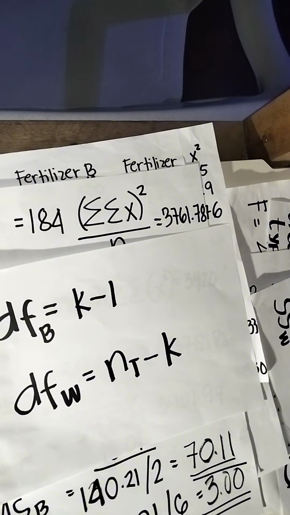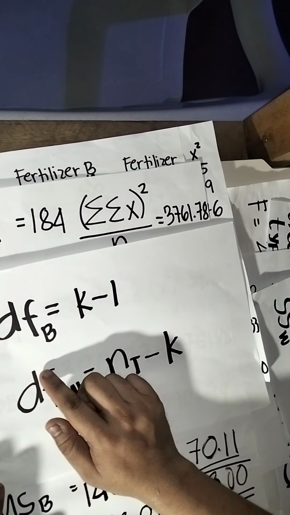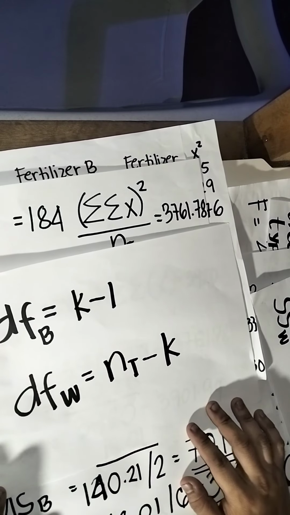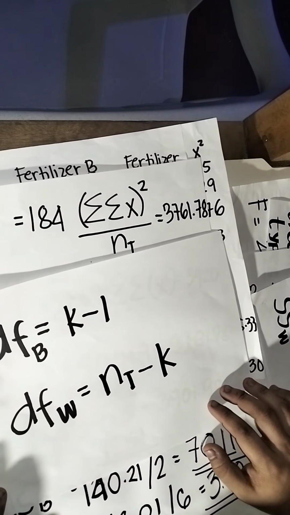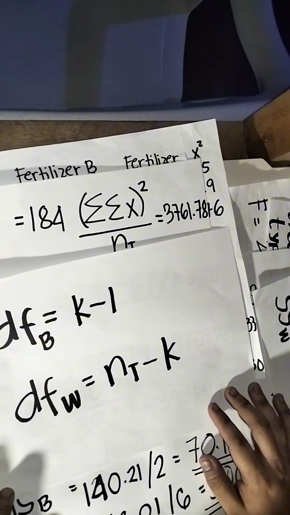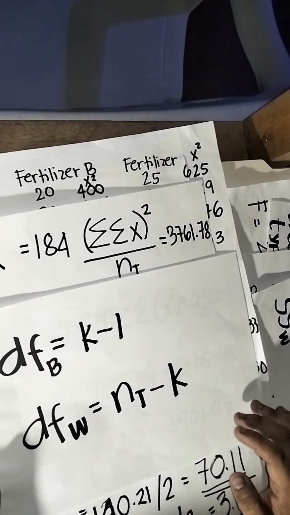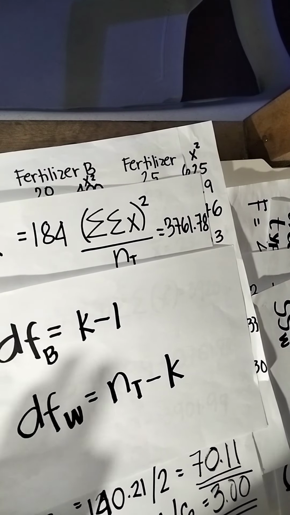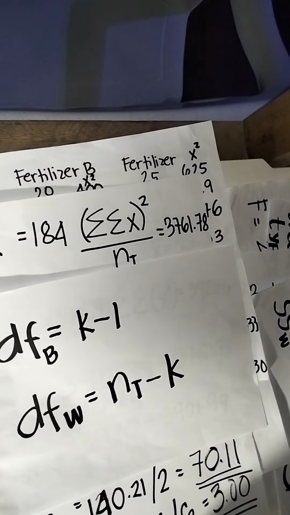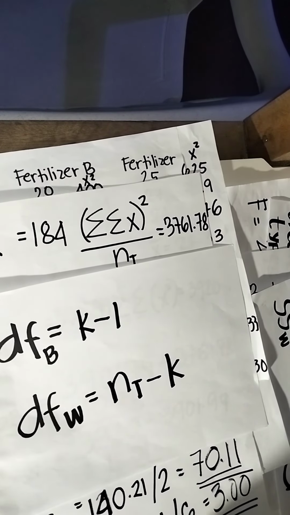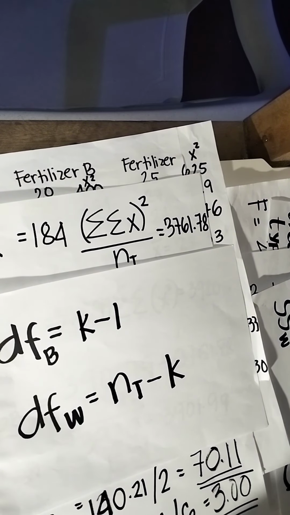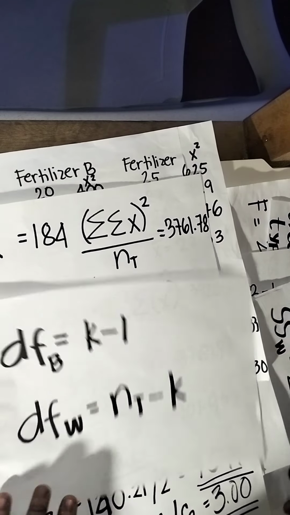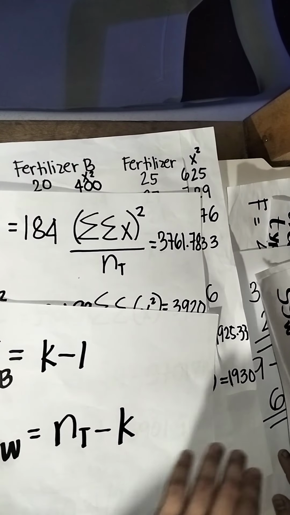Now, our DF between, or degree of freedom between, is K minus 1. Sir, what is K? That K minus 1 means how many columns do we have, or how many columns are we comparing? In our case, how many are we comparing? Three. We have fertilizer A.